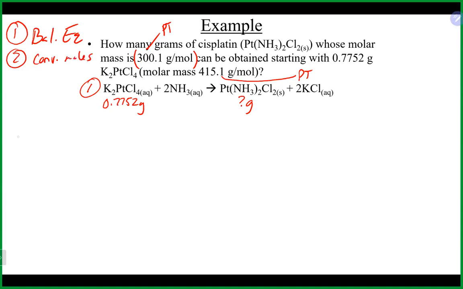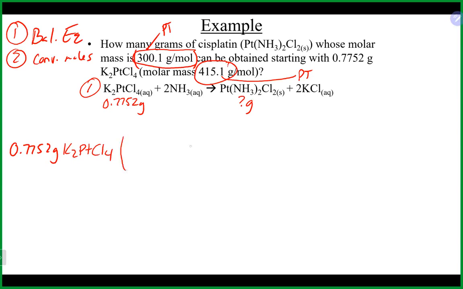And we would do that in this case. So it's going to be 0.7752 grams of K2PtCl4. We will use the molar mass that was given to us. And again, if it was not given to us, I guess we should circle the right molar mass, use the right one. That would be from the periodic table that we would get that.